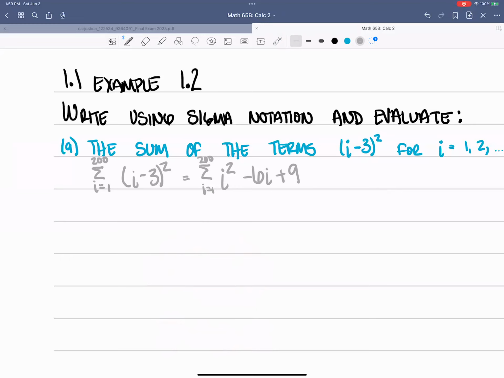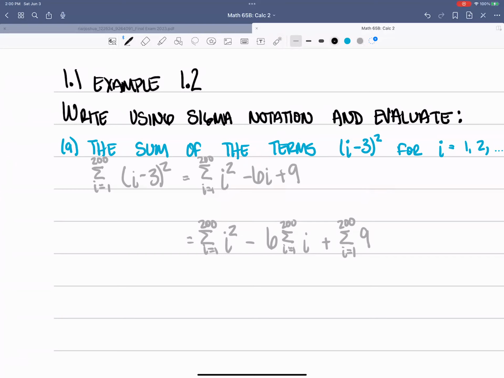And what we could do here is break each of these up into its own summation. So that's going to give us the sum as i goes from 1 to 200 of i squared, minus, we could pull that 6 out in front, so 6 times the sum of i going from 1 to 200 of i, plus, we could leave this one on the inside just because it doesn't have any variable there. So as i goes from 1 to 200, 9.